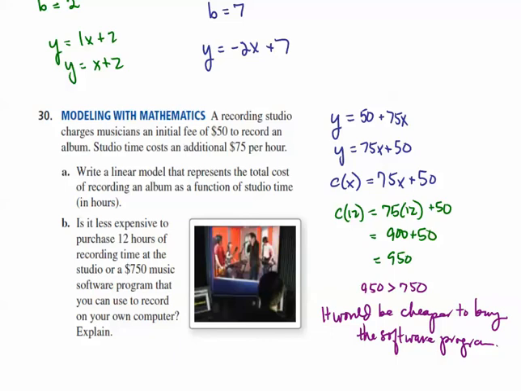Often we have an initial fee, which is a one-time charge, and we have a recurring fee, which is going to be multiplied by x, the number of hours, the number of feet, the number of pieces, whatever it is in the application we're working with.